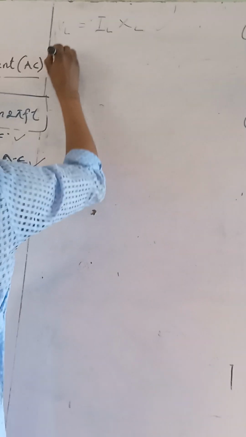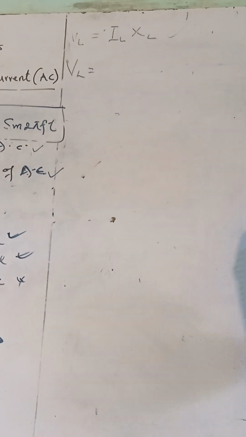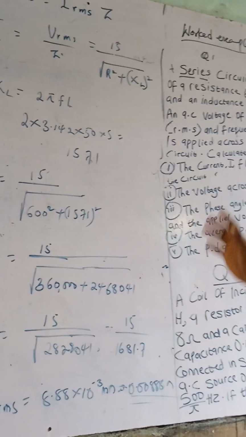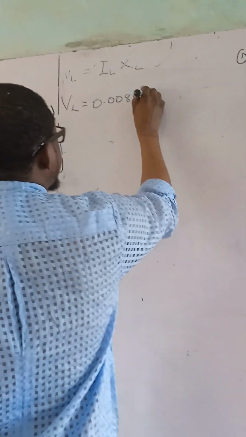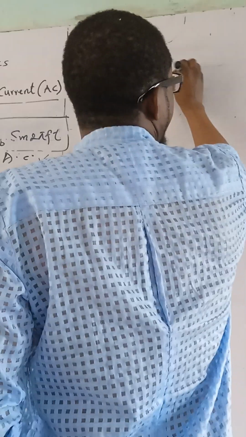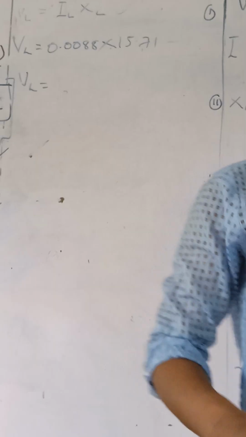So the voltage across the inductor is equal to the current across the inductor. I told you that current will remain constant since it is series, so each of them has an equal amount of current. Which way the current you have brought in here is what you are using. So I'm having 0.0088 times, and I've calculated this inductive reactance. Our inductive reactance is 1571. So the voltage across the inductor is equal to, please multiply these two values for us.